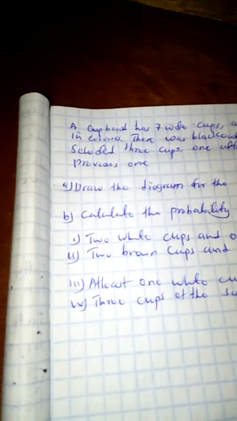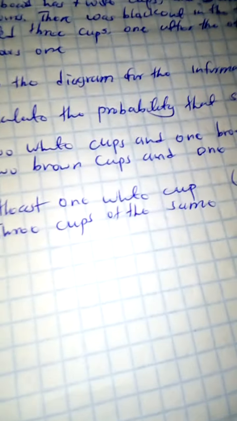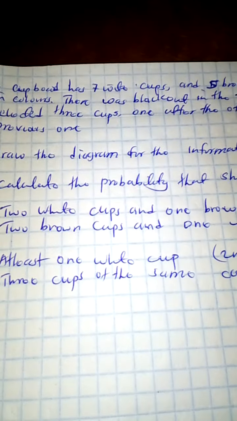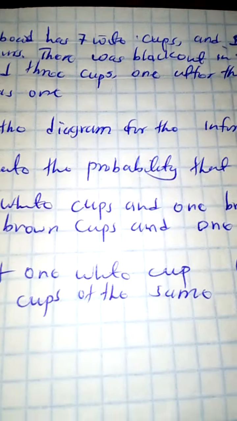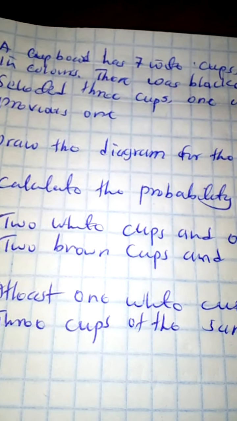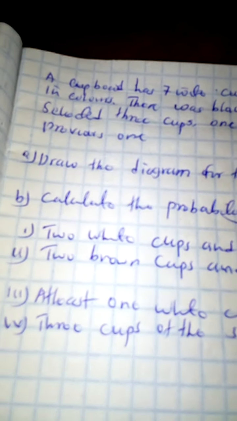Now, Mrs. Kamau had to take three cups from the cupboard, and the cups are identical. She doesn't know which cup to take for the first time, and there is a blackout. That means she may take any cup for the first picking. Now for the diagram, the first thing, Mrs. Kamau might pick a white cup or a brown cup.